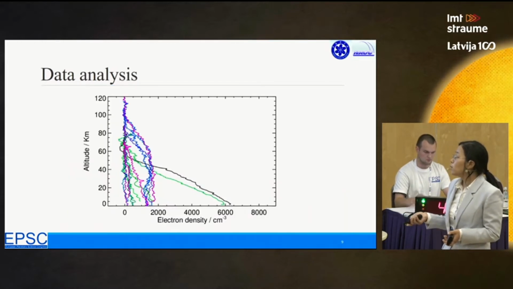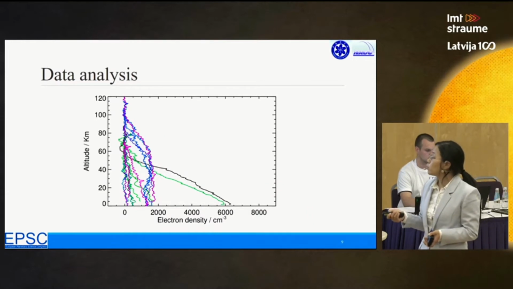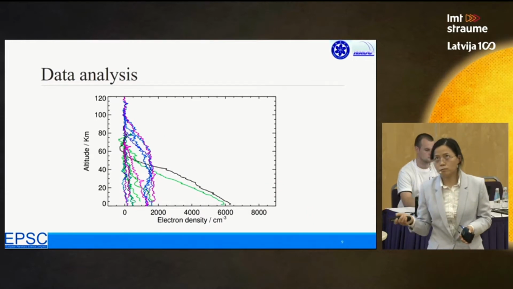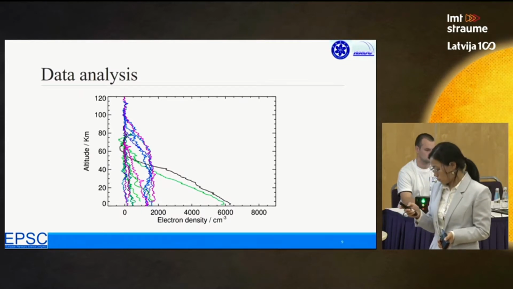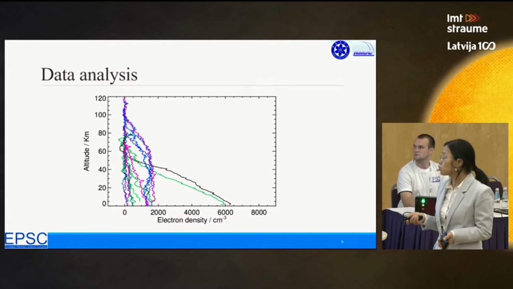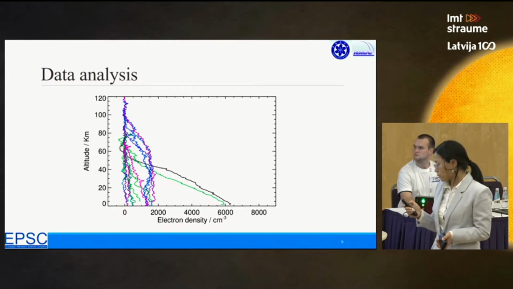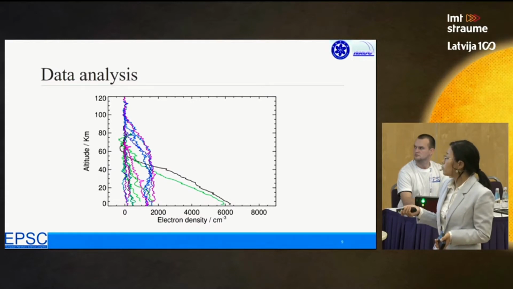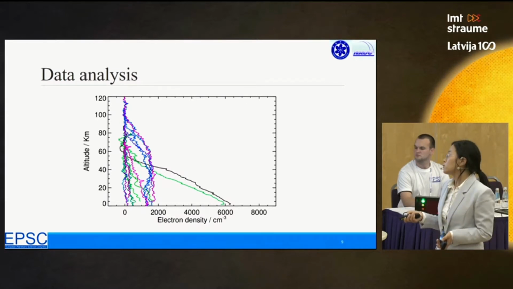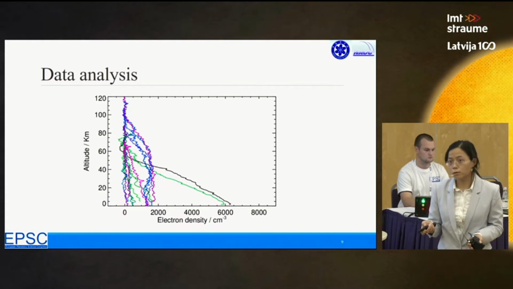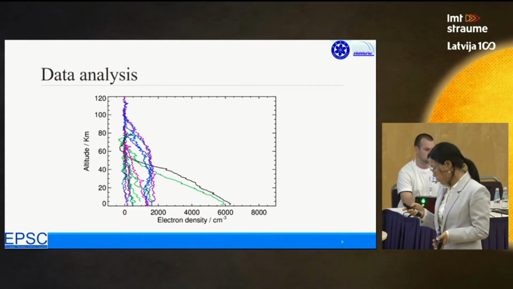After that, we got the density profiles here. There are 14 profiles we have got so far. The result shows the lunar ionosphere is very obvious, and the maximum of the electron density is near the surface and almost 6 or 7,000 per cubic centimeter.